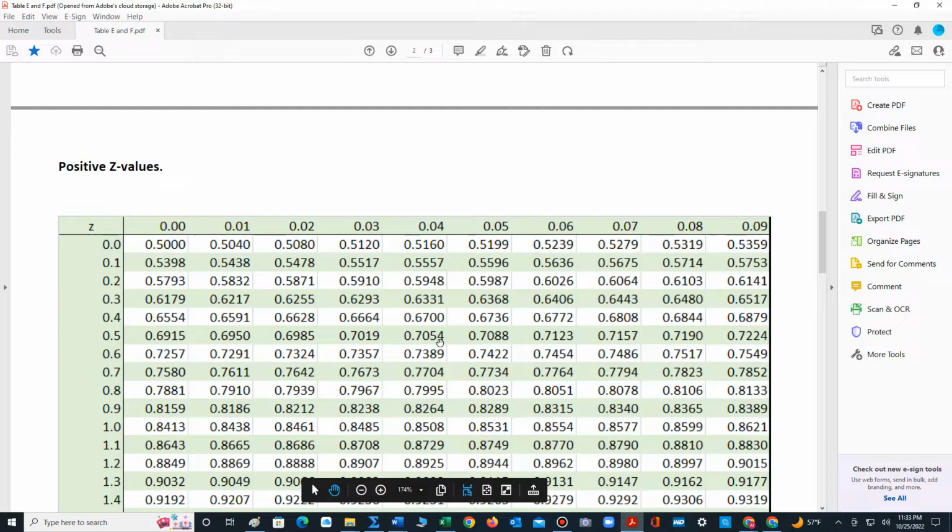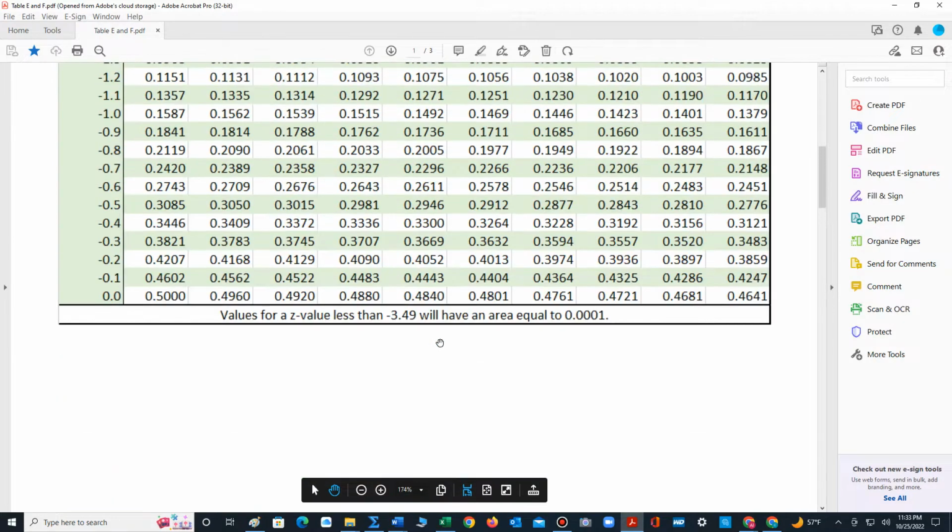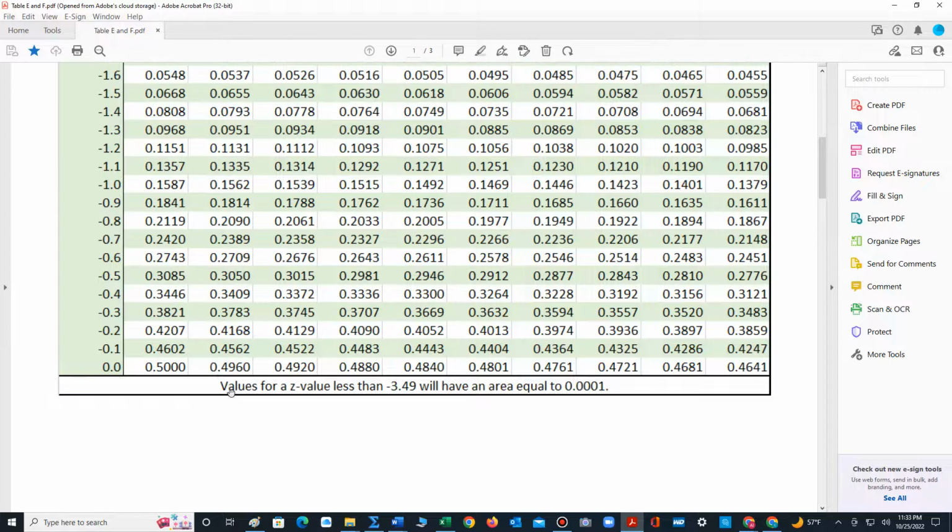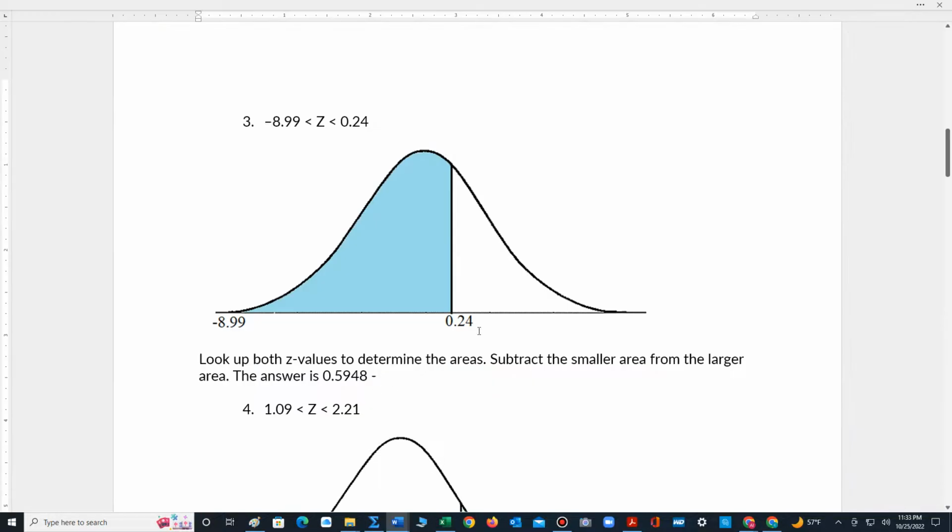When we try to look up that area, we have to pay attention to, at the very bottom of the chart, whenever we have a z value that is less than negative 3.49, we use the area 0.0001. So we're going to take the area to the left of 0.24, 0.5948, minus the area to the left of negative 8.99, which is 0.0001. And we get the answer of 0.5947.